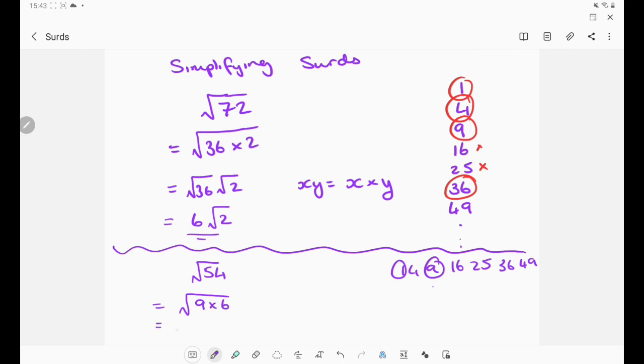We split it up. So we've got the square root of 9, square root of 6, and then we remember why we chose square numbers in the first place. Remember that the square root of 9 is 3, but we can't do anything to that 6, and we're left with root 6 there.